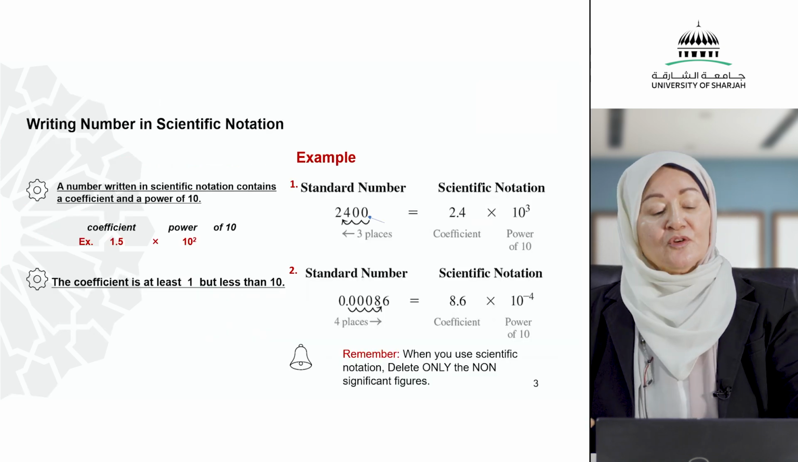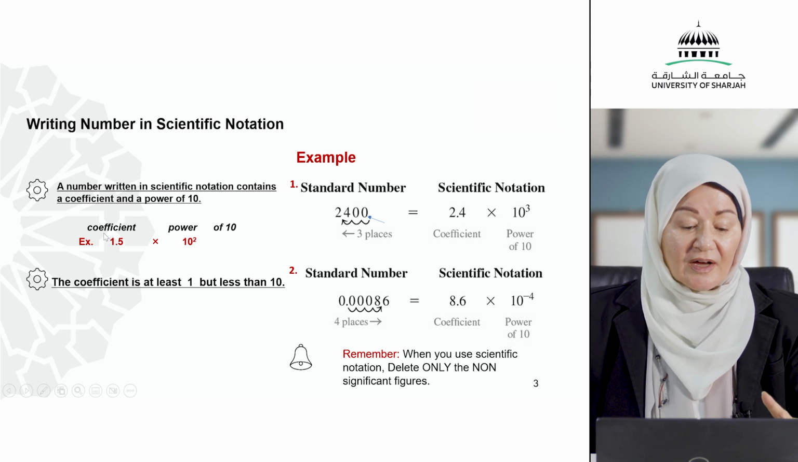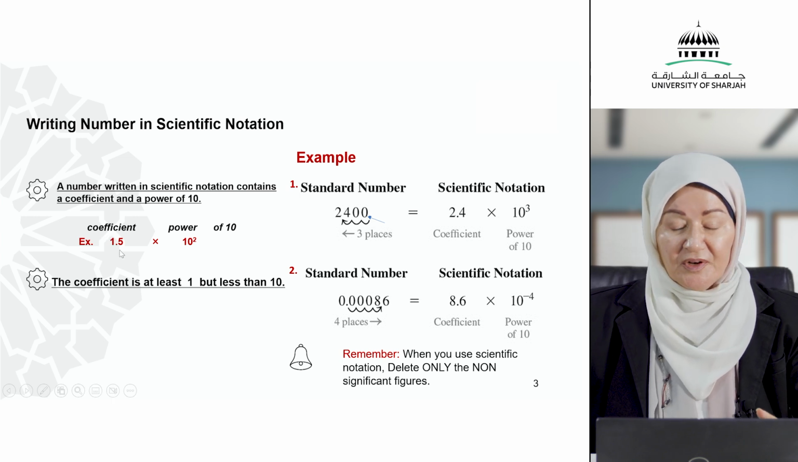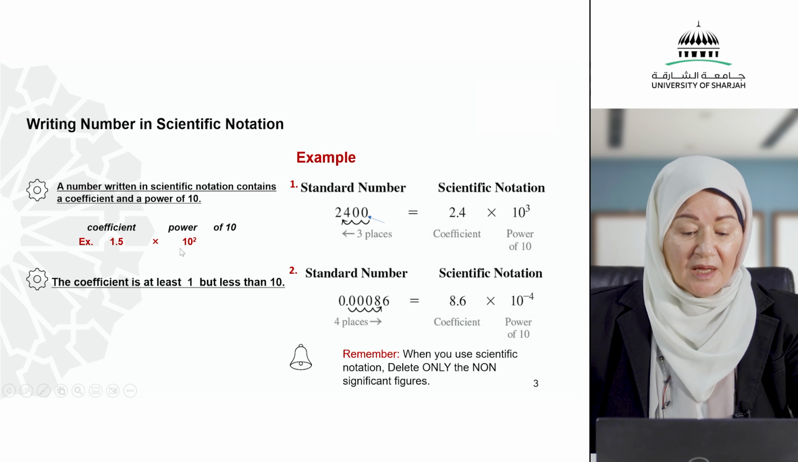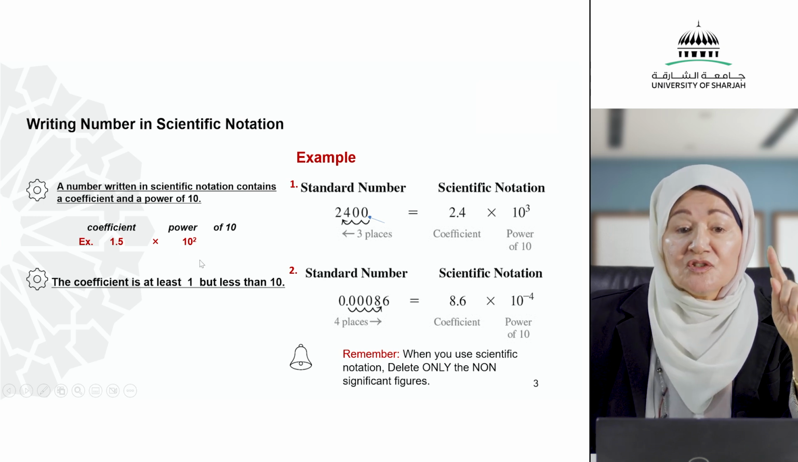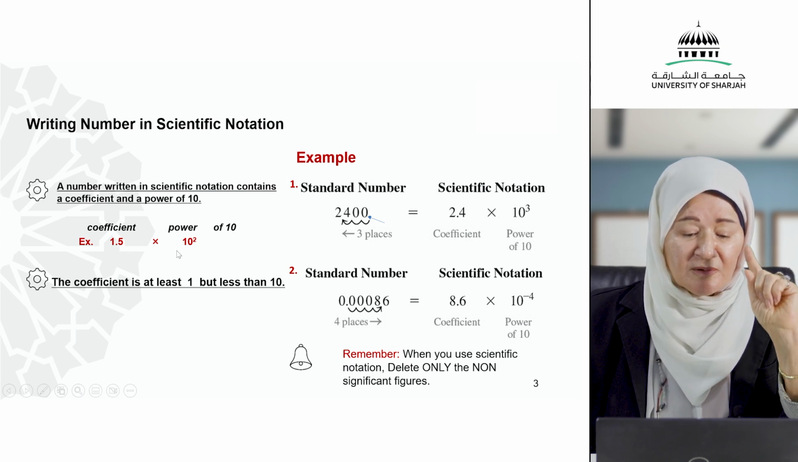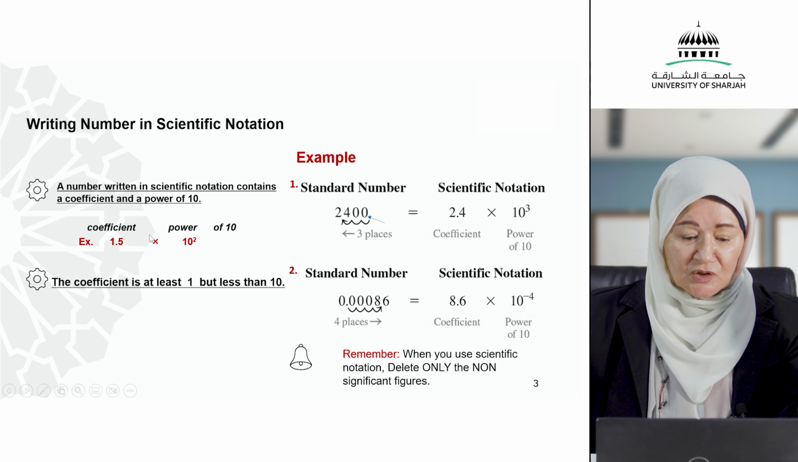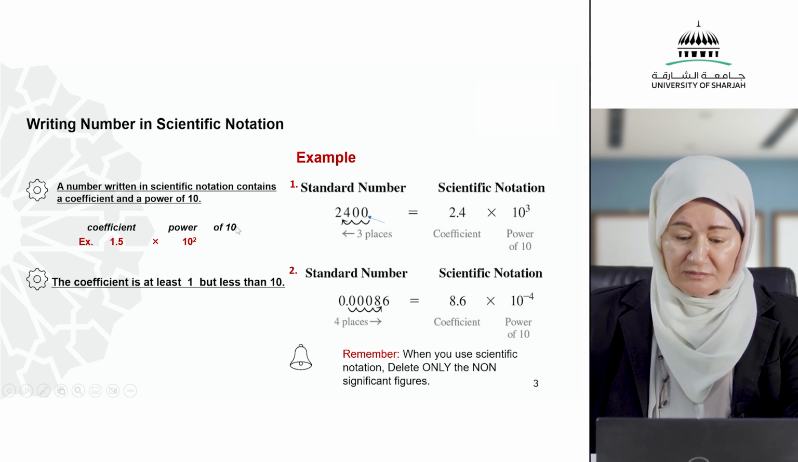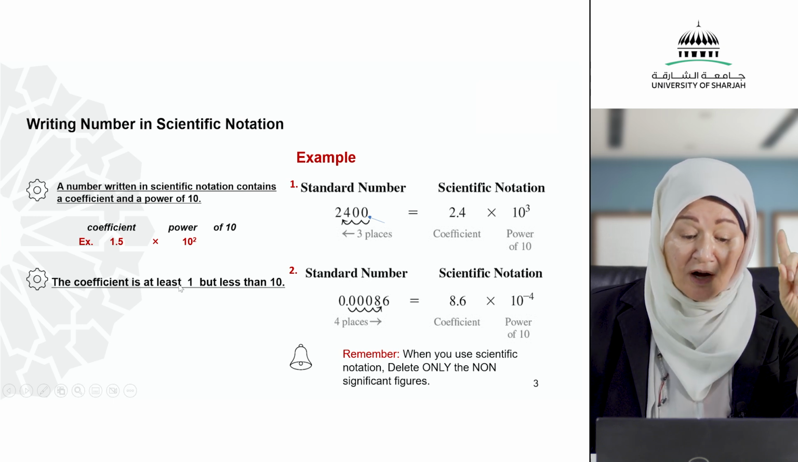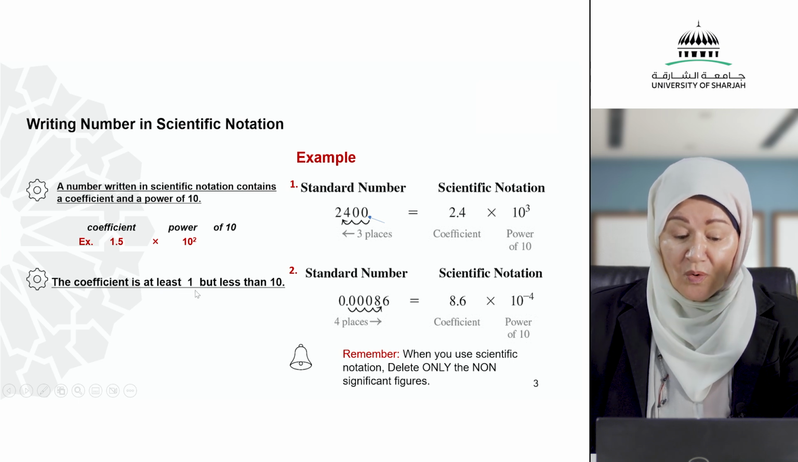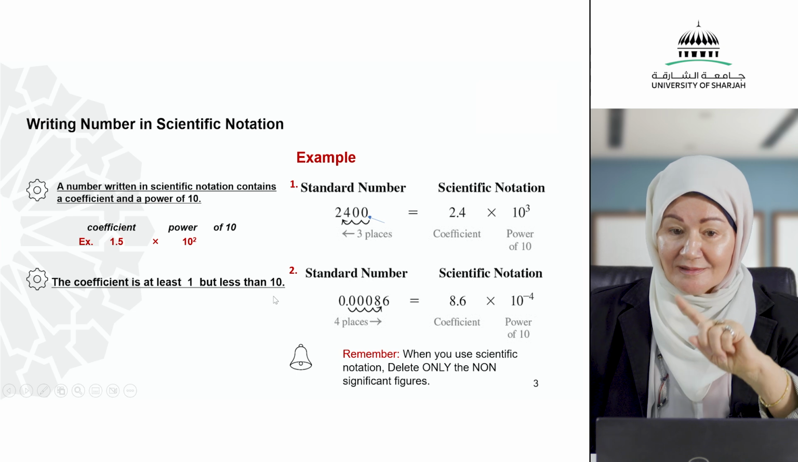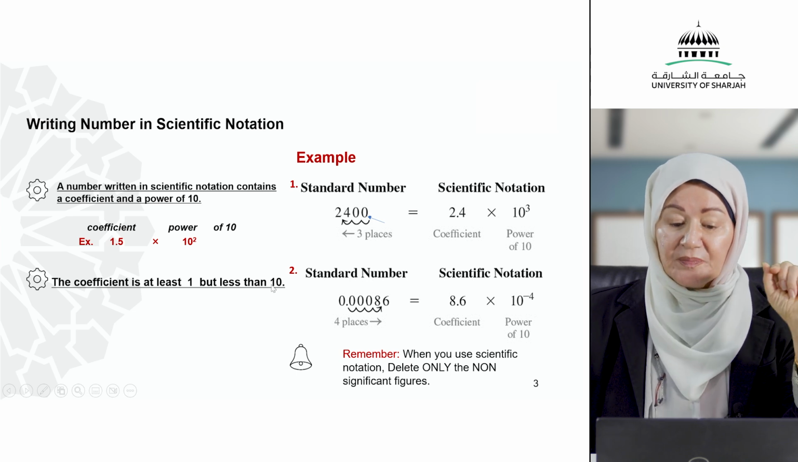Therefore, what is scientific notation? I should have a coefficient, for example here I have 1.5, and a power of 10, 10 squared. So 1.5 times 10 squared is considered to be a measurement written in scientific notation. I should have a coefficient and a power of 10. The coefficient should be at least 1 and less than 10.